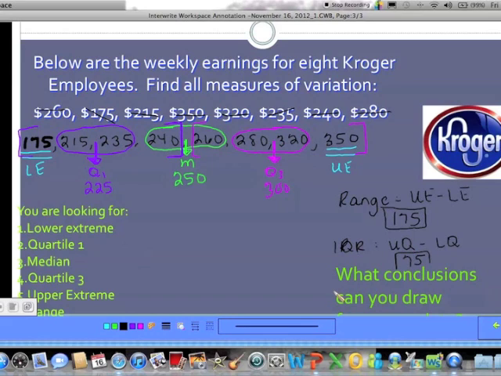Now, it asks, what conclusions can you draw from your data? Well, I can conclude that for the Kroger employees, the highest number that they make is $350. The lowest that they make in a week is $175. The median, which is the middle number, is $250, sorry, not the average. So this is some things that I can conclude from my data.